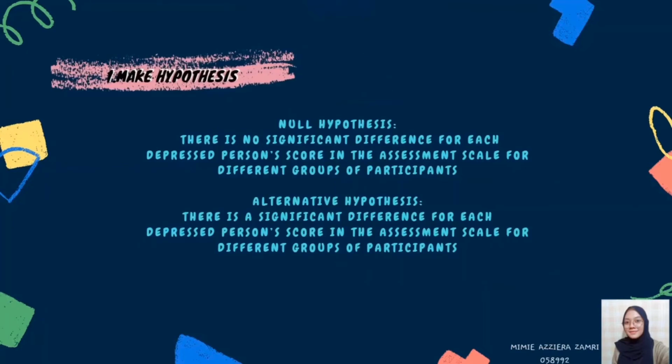The null hypothesis is there is no significant difference for each depressed person's score in the assessment scale for different groups of participants. Meanwhile, the alternative hypothesis is there is a significant difference for each depressed person's score in the assessment scale for different groups of participants.